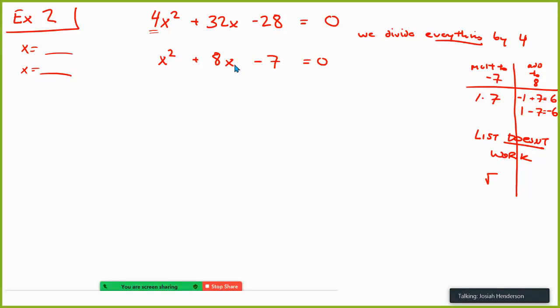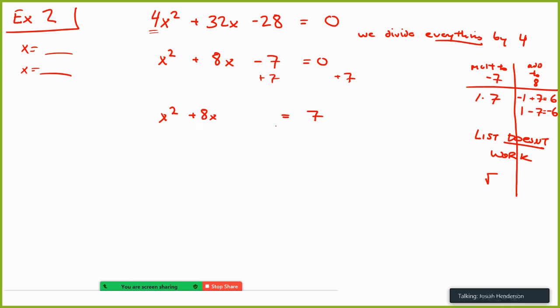So now we start doing our steps. Let's get the -7 away from the x numbers. How do we do that? I'm going to add 7 to both sides. It's -7, right? So we want to add 7. So we're just moving it over. It becomes equals +7.